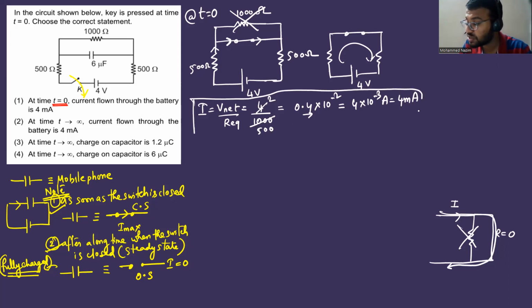As soon as you close the switch, what is going to happen? The capacitor, as soon as you close the switch, is going to act as a short circuit or a closed switch because it is initially uncharged. The maximum current should flow. So the first option is right.